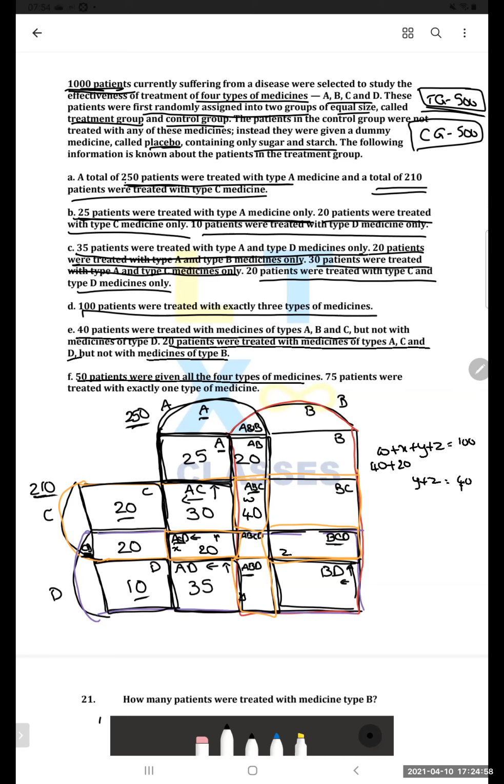50 patients were given all 4 types of medicines. A, B, C, D. So this is 50. Now 75 patients were treated with exactly 1 type of medicine. It says totally 75. We already know only A, only C, only D. So what should be only B then? 25 plus 20 is 45. 45 plus 10 is 55. 75 minus 55 is 20. So we have that answer also now.